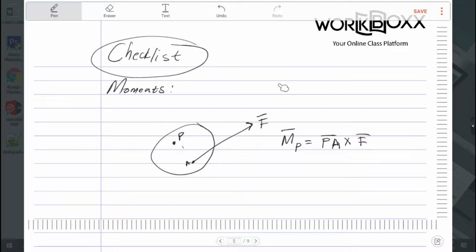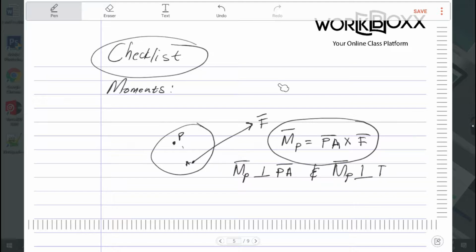So, one thing that we must note is that with the cross product, with this statement that we have written, MP will be perpendicular to PA, and also MP will be perpendicular to F. So the moment is perpendicular to both the vectors in the cross product. The order matters when you do your cross product. MP cannot be F cross PA. That cannot happen, right? So it's something that you must note. The order does matter.